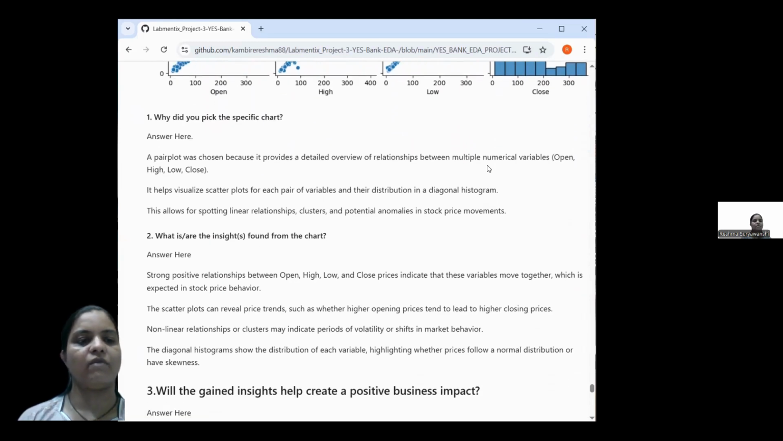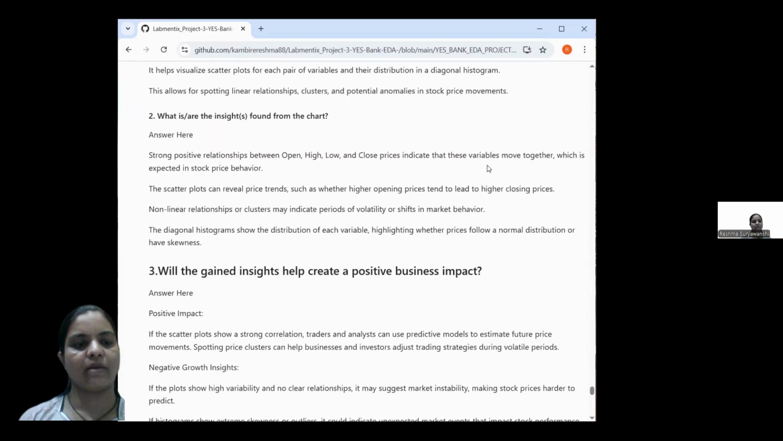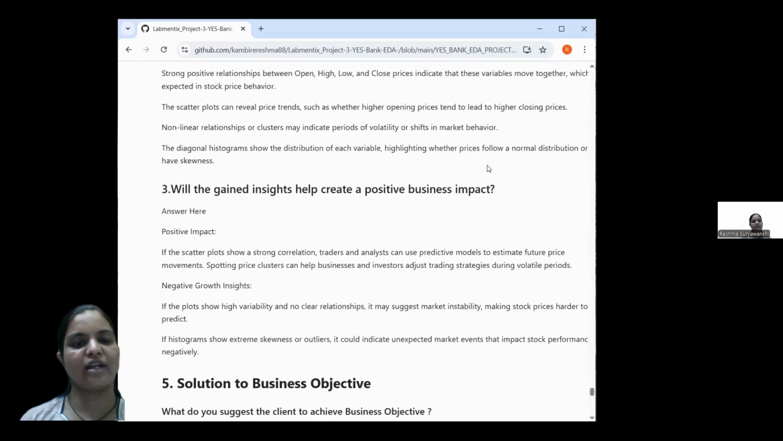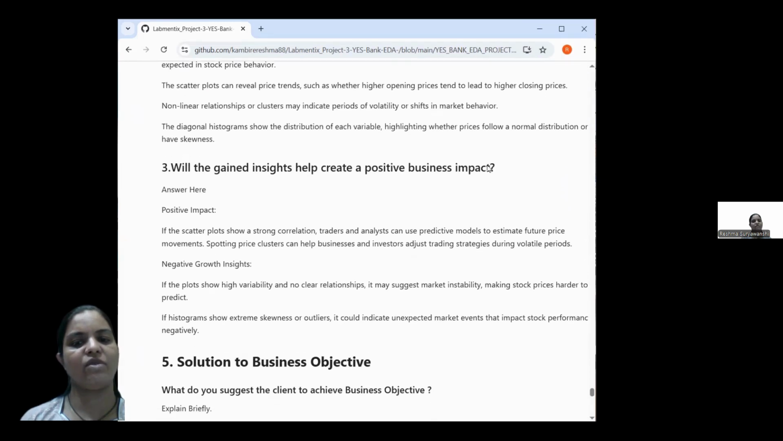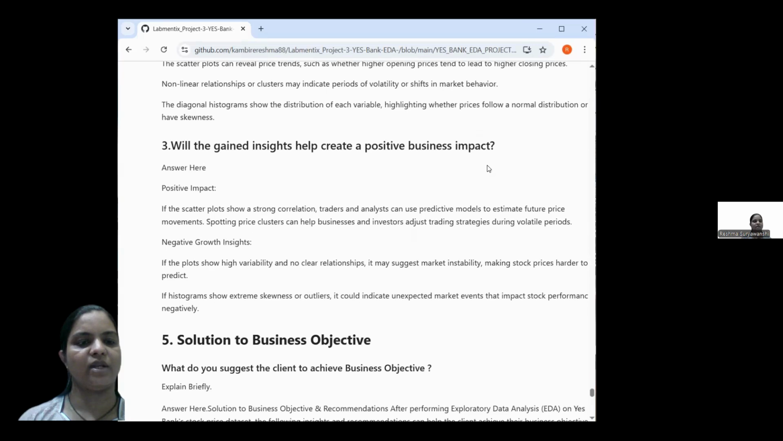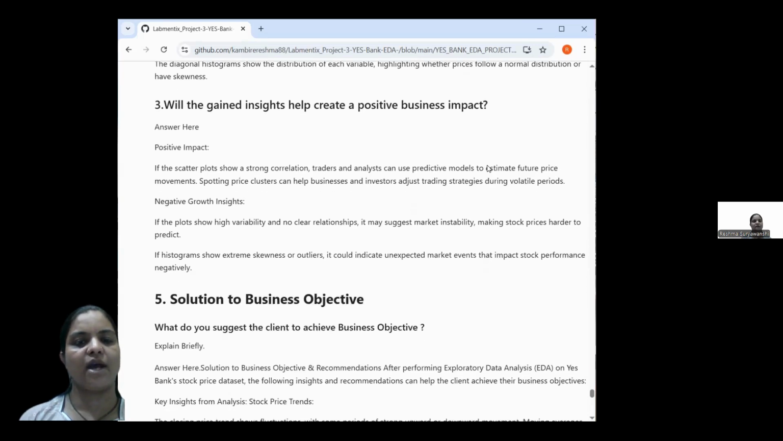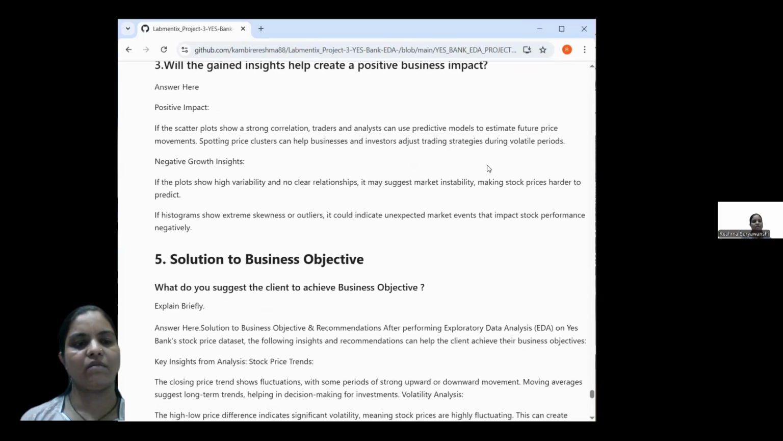This allows for spotting linear relationships, clusters, and potential anomalies in stock price movement. If the scatter plot shows a strong correlation, traders and analysts can use predictive models to estimate future price movement. Spotting price clusters can help businesses and investors adjust trading strategies during volatile periods.